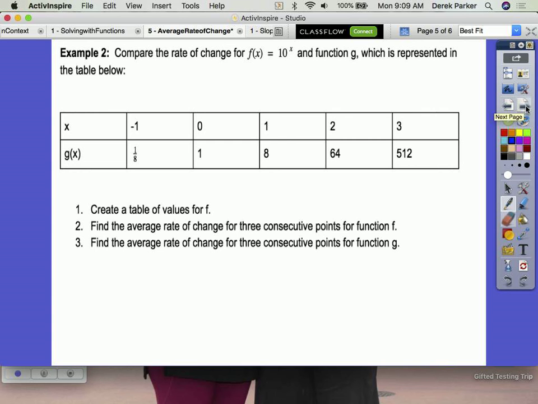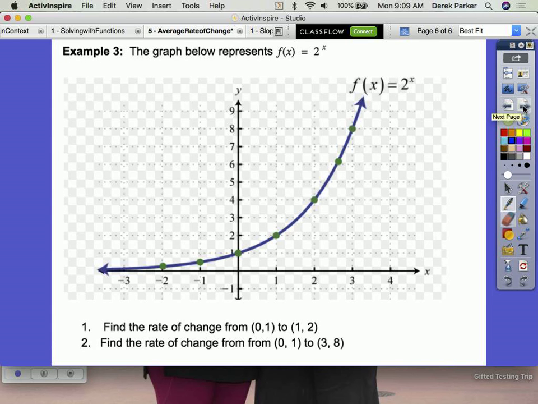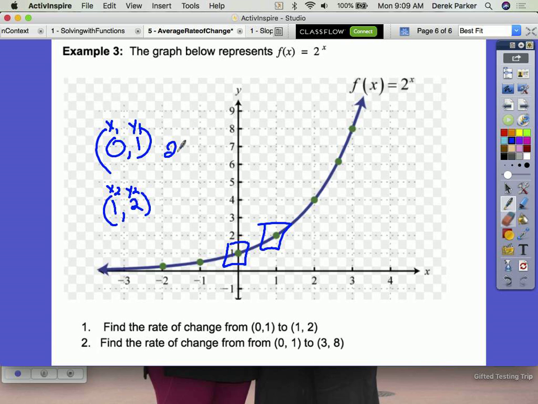Now, last example. Compare the rate of change. Actually, this is the last example. The graph below represents 2 to the power of x. Find the rate of change from 0, 1 to 1, 2. 0, 1, 1, 2. x1, y1, x2, y2. 2 minus 1, 1 minus 0. I get 1 over 1. So it has a slope of 1. Rate of change is 1.